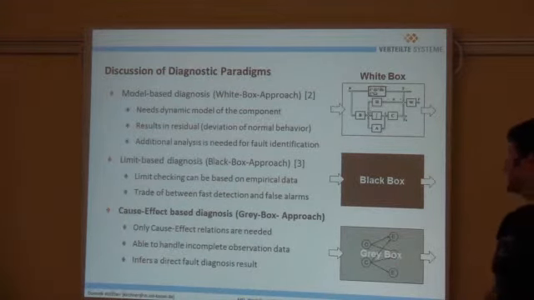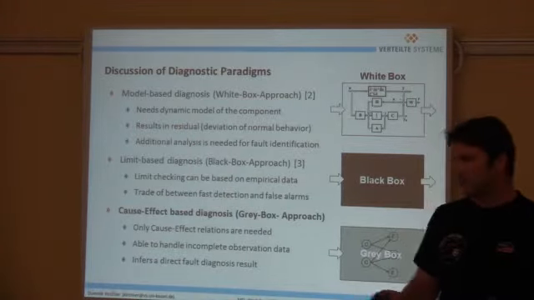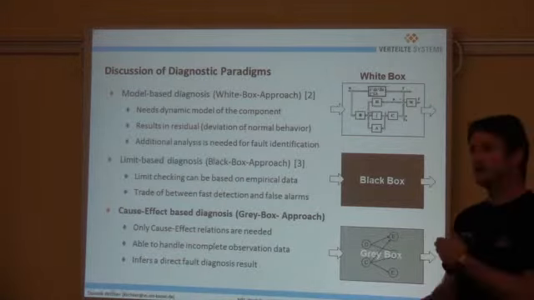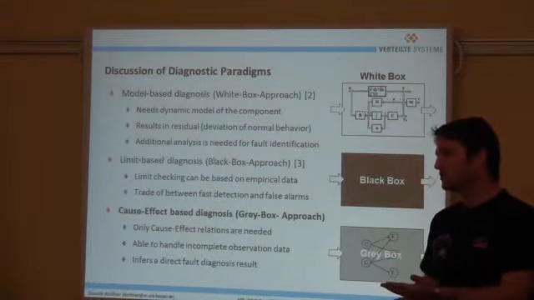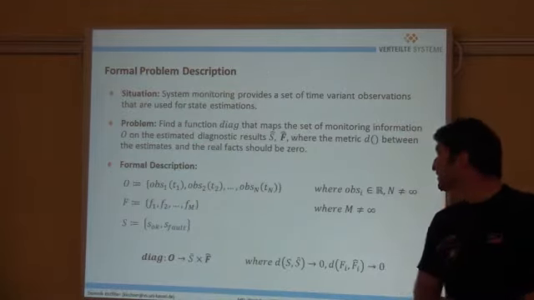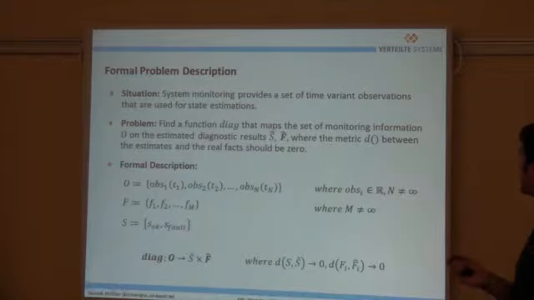In that case, it's possible to have only incomplete knowledge about your observations. And obviously, because you have your causes directly modeled, you are directly able to infer a diagnostic result. How is it structured? I like to start with a formal description of our problem.